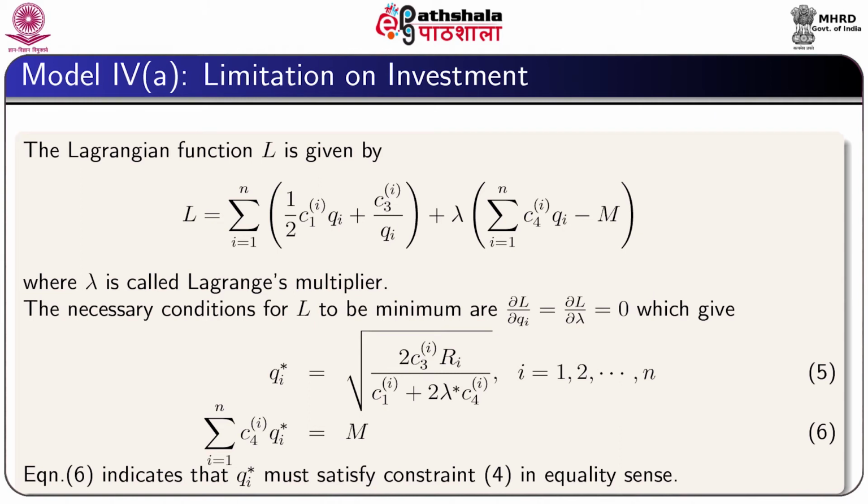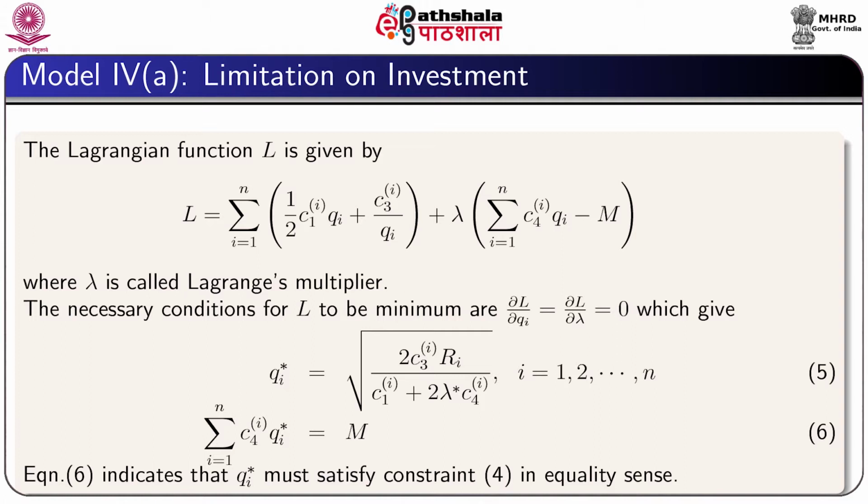The Lagrangian function L can be obtained as shown in the slide. L is equal to summation i equal to 1 up to n of half C1i qi plus C3i by qi, plus lambda into summation i equal to 1 up to n C4i qi minus m. Here lambda is the Lagrange multiplier.